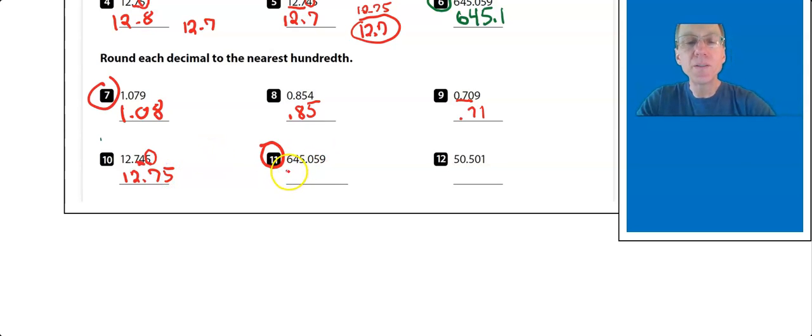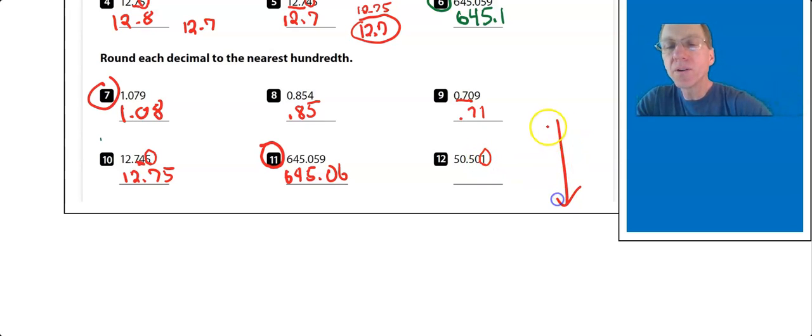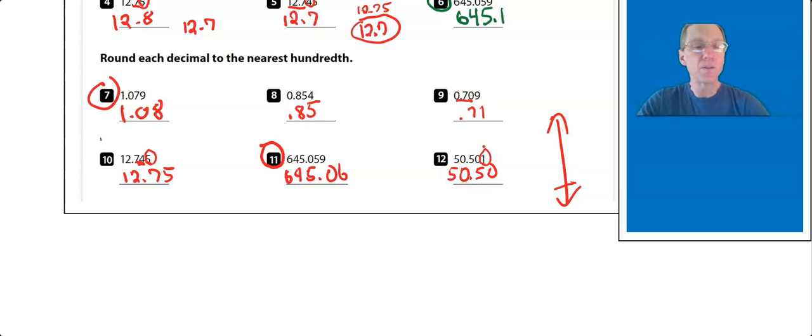This one we just did, so 645 and 60 hundredths. And this one, here's my digit in the hundredths place. I look at the digit next to it. And so when I graph it on my number line, when I think about that vertical number line, this is just really going to be down here closer to my first endpoint. So it will be 50 and 50 hundredths.